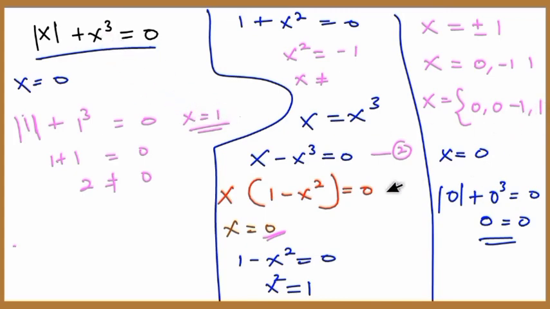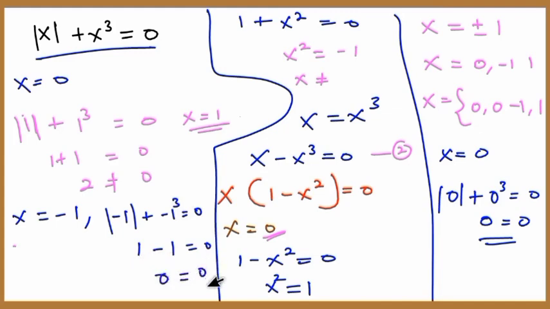Now let me try the negative 1. When x equals negative 1, put it into the main equation, I'll have absolute value of negative 1 plus my negative 1 to the power 3 equals 0. So therefore, this one gives me 1. This one also gives me negative 1 equals 0. So this one gives me 0 equals 0.